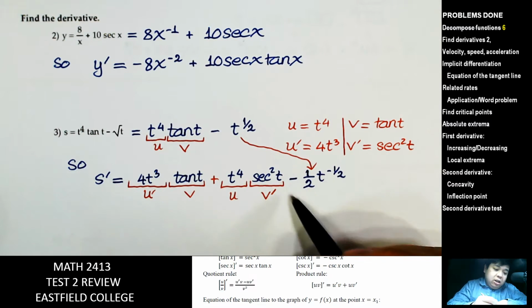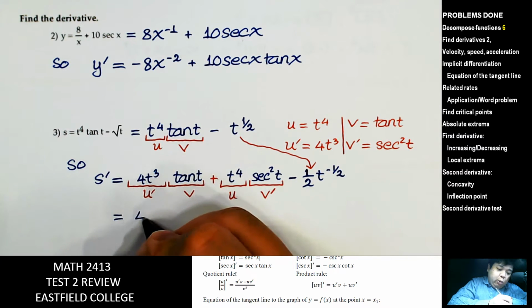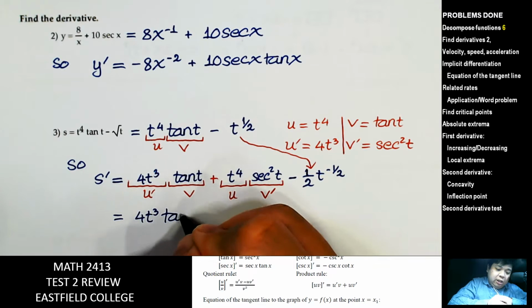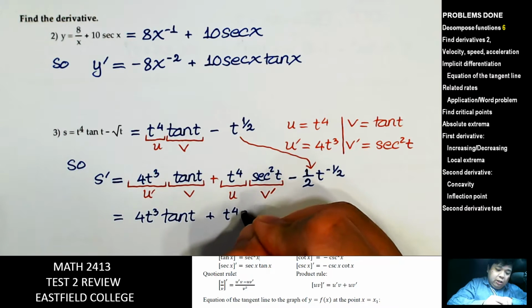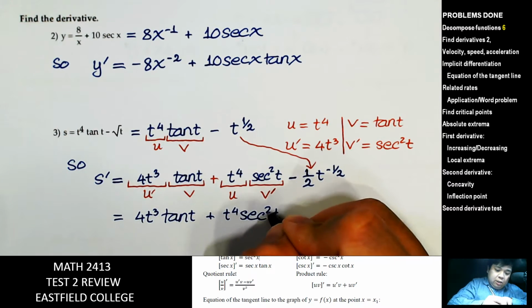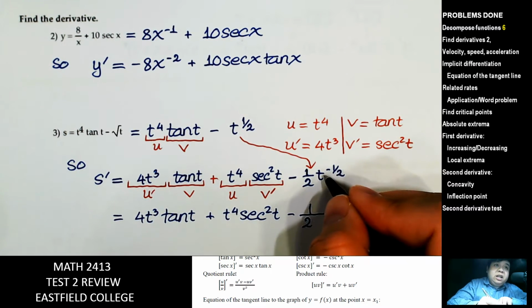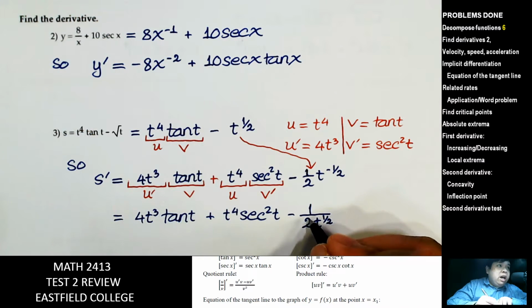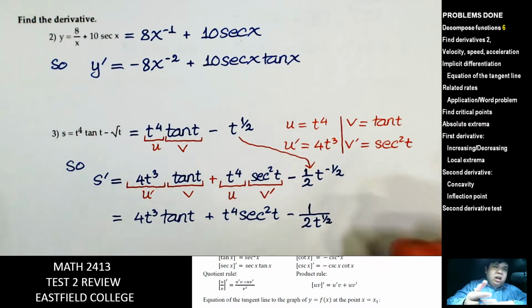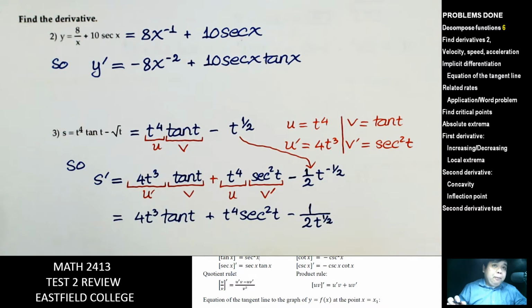Of course we can rewrite this. Let's just rewrite that. So 4t cubed tangent t plus t to the 4th secant square t minus 1/2. The t to the negative 1/2 bring to the bottom to the 1/2. Of course you can also stop here, or we'll rewrite that as a square root, also acceptable. So any of this is fine, or square root of t if you like.